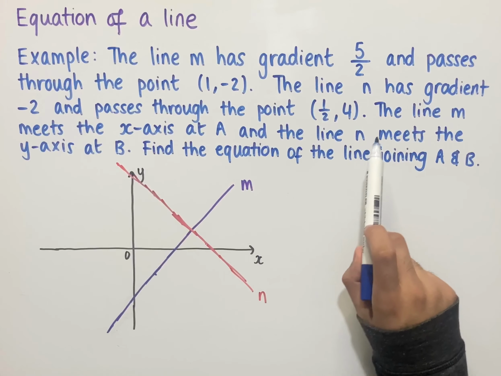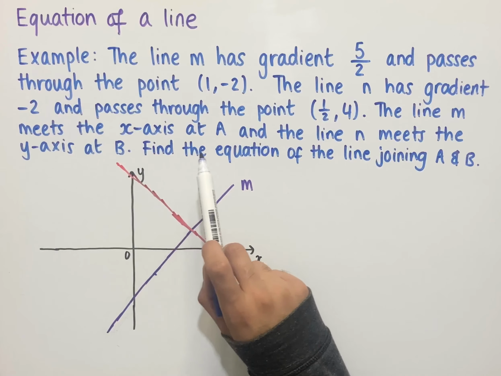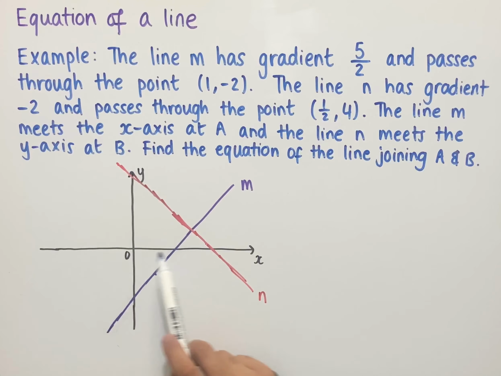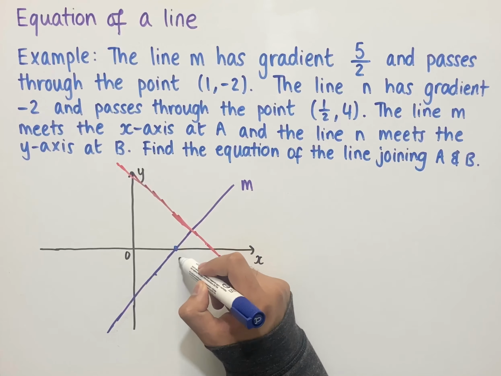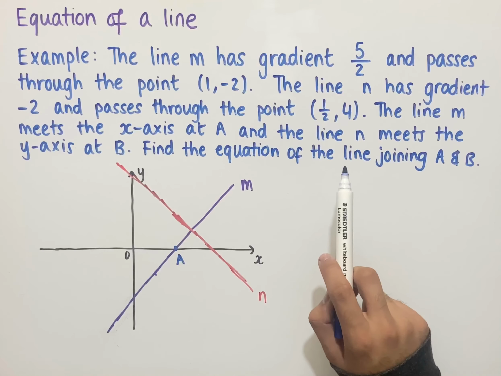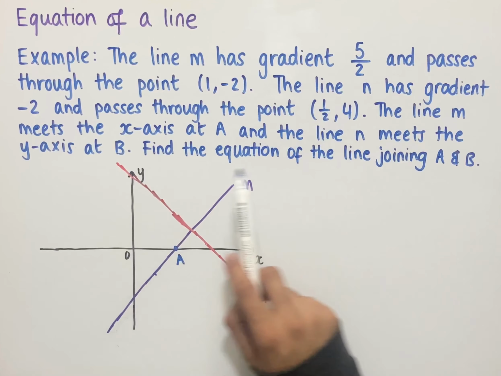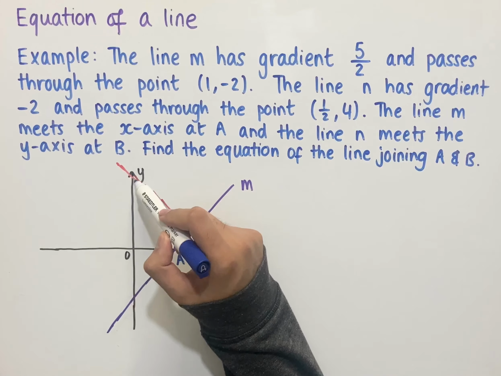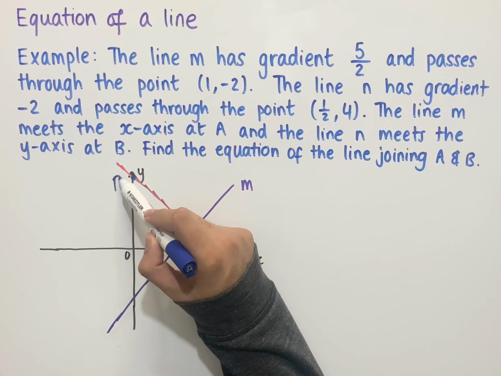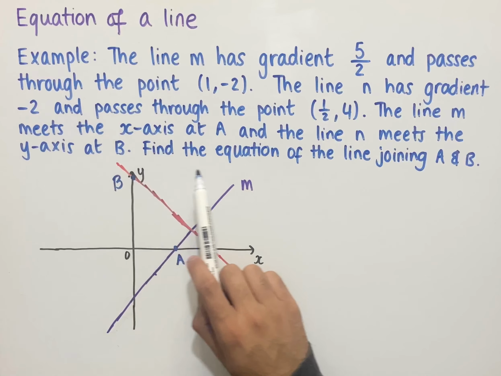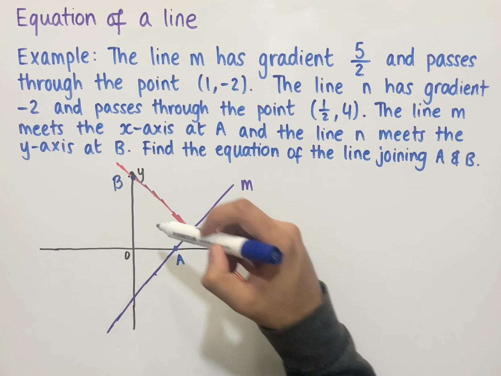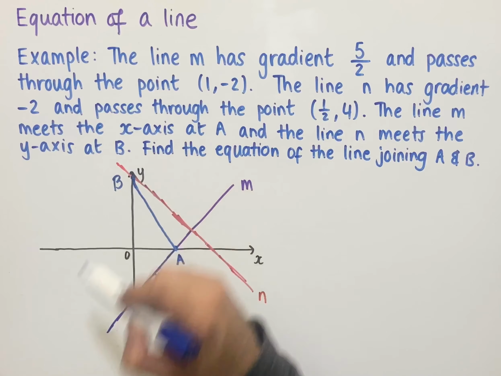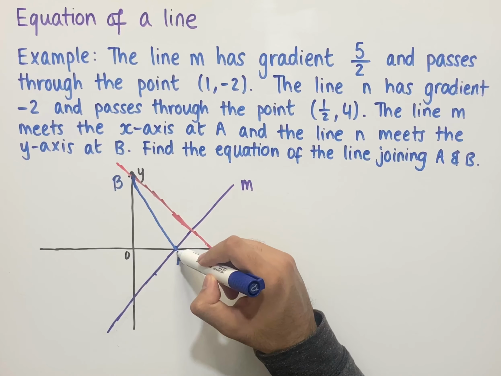We're then told that the line M meets the x-axis at A. So here we've got the line M and it meets the x-axis at the point A. So this point here we can label as A. We're also told that the line N meets the y-axis at B. So the line N here in red meets the y-axis at this point, and we call this point B. And so finally, we're trying to find the equation of the line joining A and B. In other words, we need to join these 2 points here, A and B, with a straight line, and we're trying to find out the equation of this line.